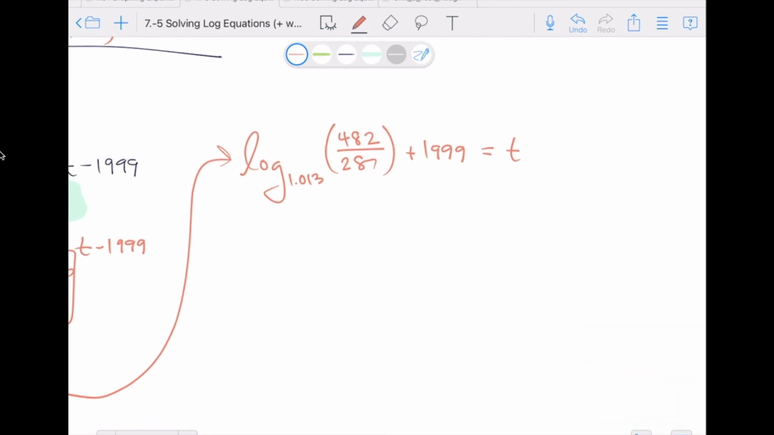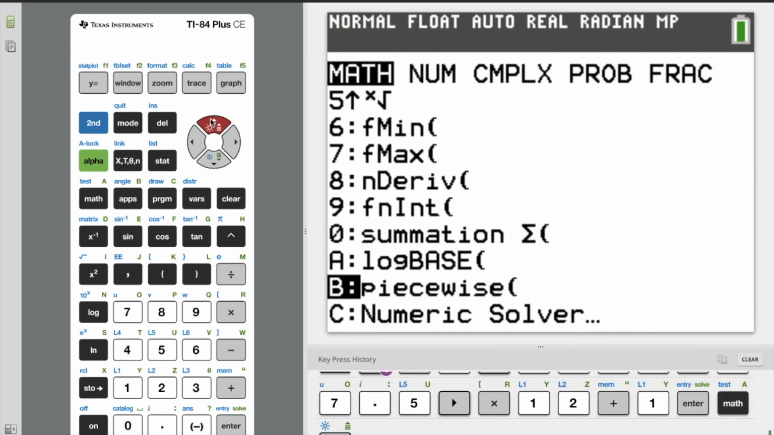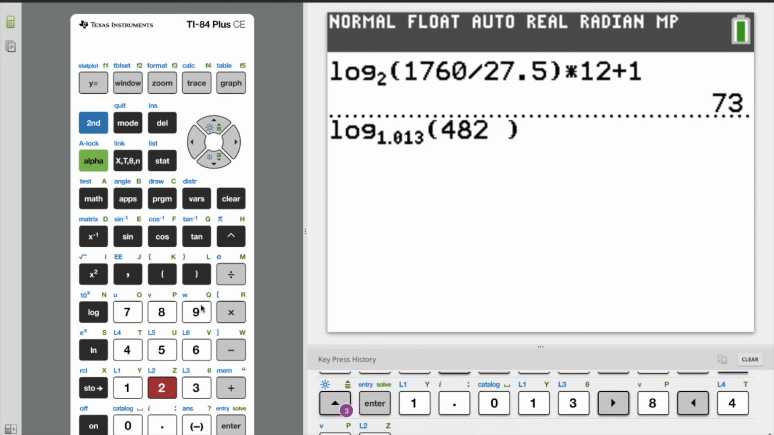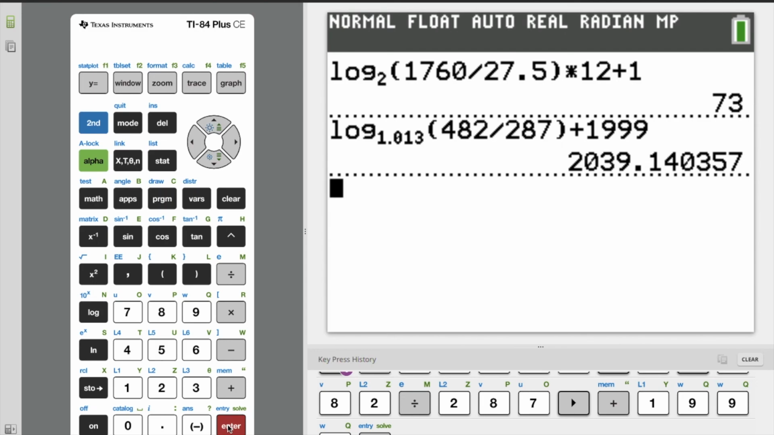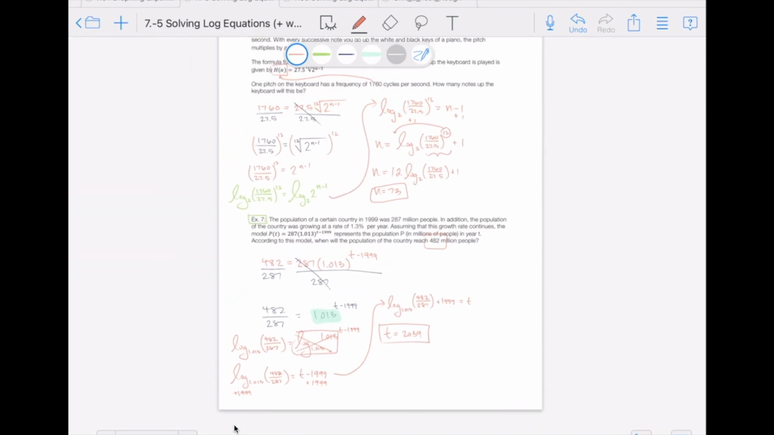And now we move back into our calculator. Remember, we want to do a log with a custom base, so let's go to Math and then arrow up. We want a log base 1.013 of 482 over 287, then plus 1999, and we find that it's going to be about the year 2039. Those are really great applications for logarithms.